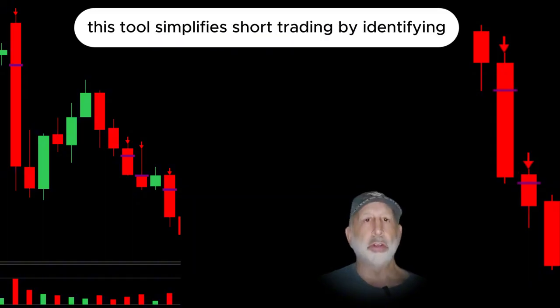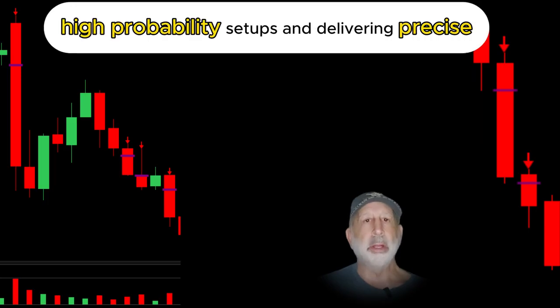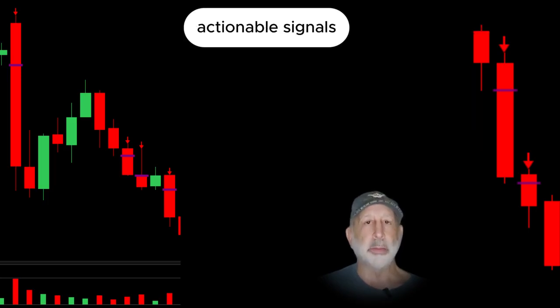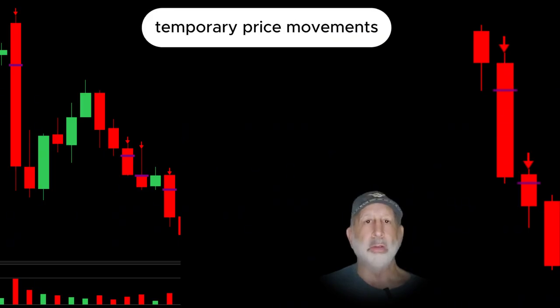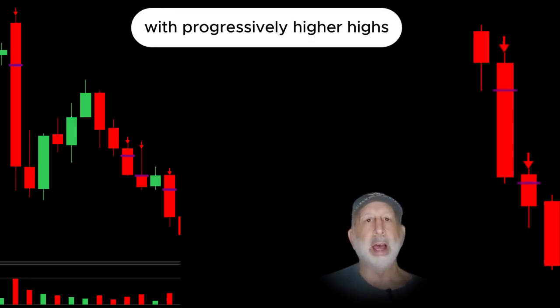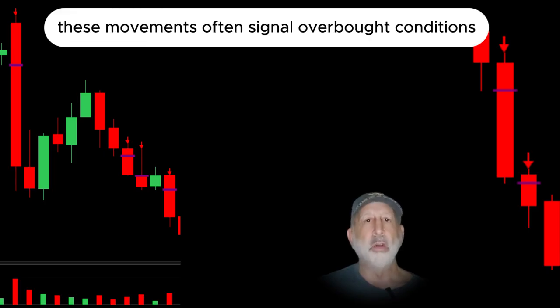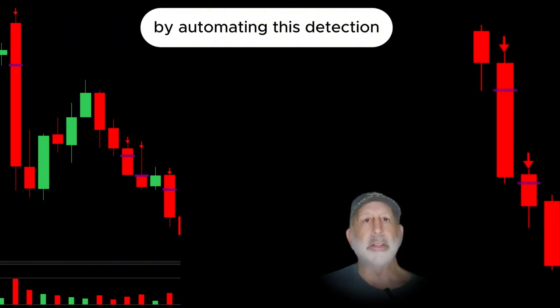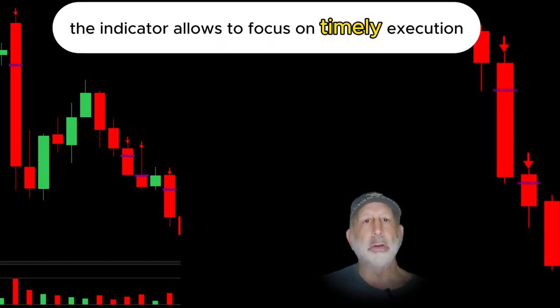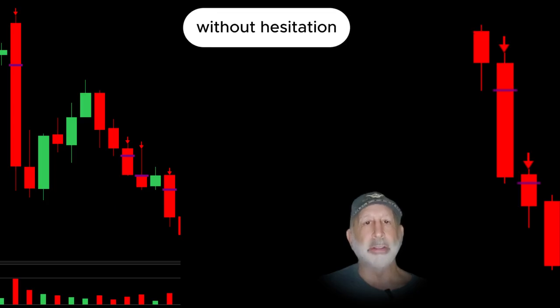This tool simplifies short trading by identifying high probability setups and delivering precise, actionable signals. It starts by detecting upward pullbacks, temporary price movements with progressively higher highs within a broader downtrend. These movements often signal overbought conditions, creating ideal opportunities for bearish reversals. By automating this detection, the indicator allows you to focus on timely execution without hesitation.